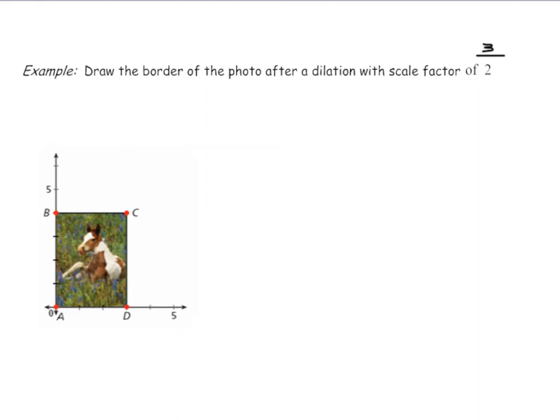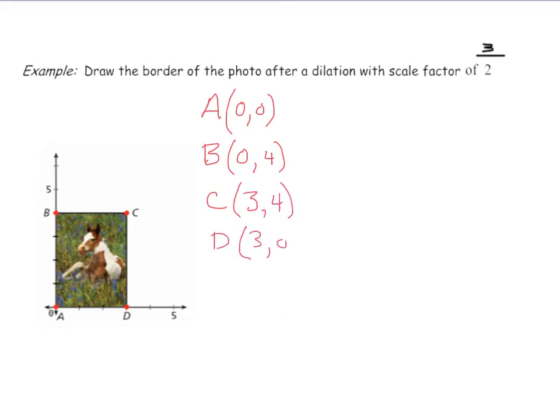So the first thing we're going to do is write down what the coordinates are for my A, B, and C. A sits at the origin, so it's 0, 0. B is at the coordinate 0, 4. C sits at the coordinate 3, 4. And D sits at the coordinate 3, 0. So we're going to go ahead and find out what A prime, B prime, C prime, and D prime are.